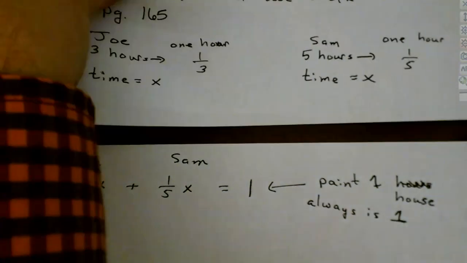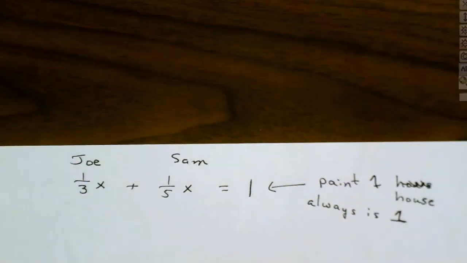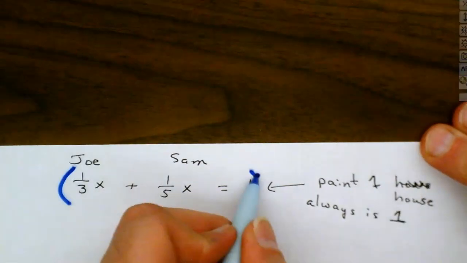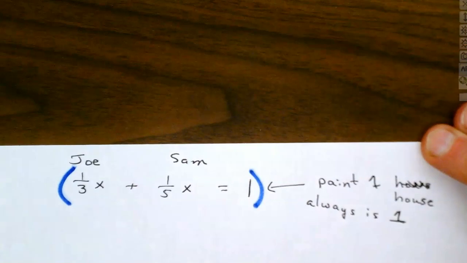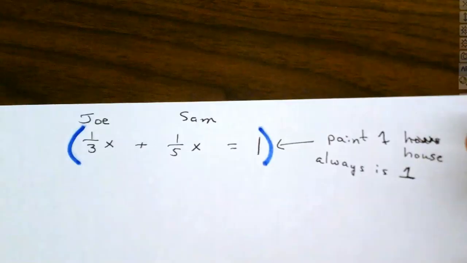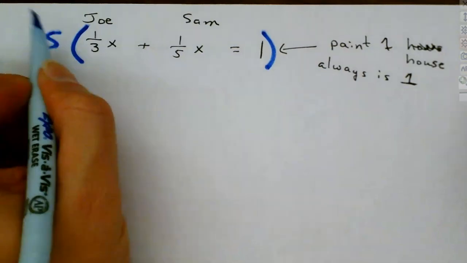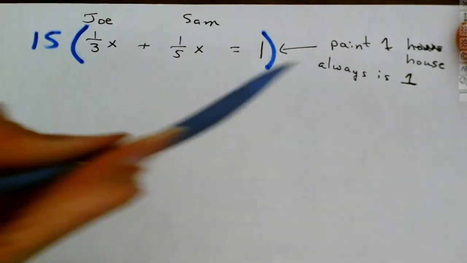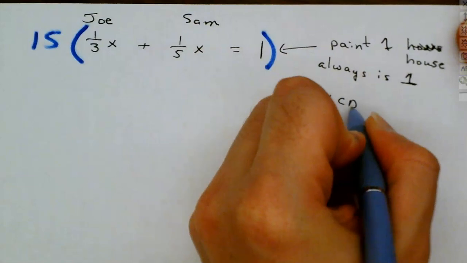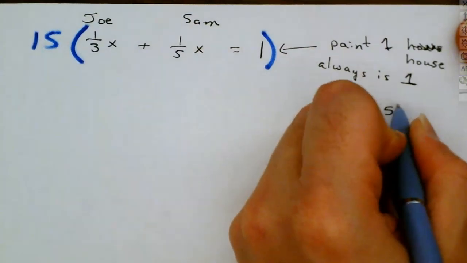How do we get our actual solution? We clear our fractions. So what do we need to multiply everything by? If I gave you this and I said solve it, what would you multiply everything by? 15. Why 15? Yep, because 15 is the least common denominator of 3 and 5. So that's our 15.